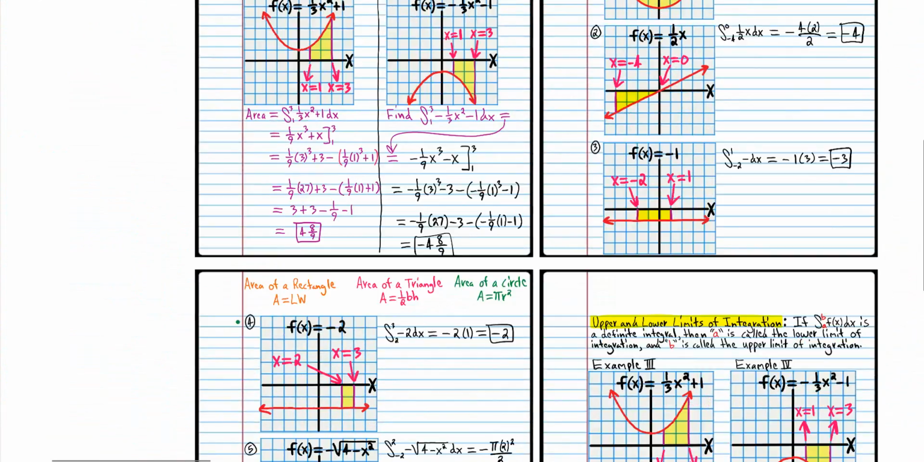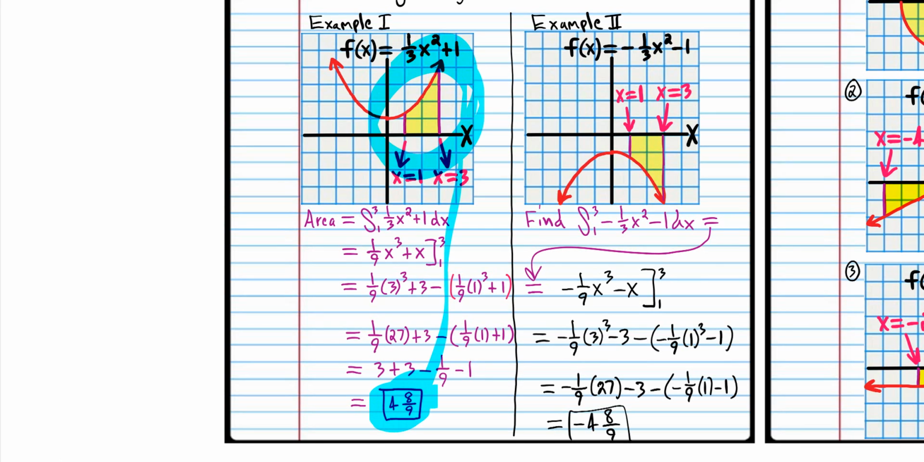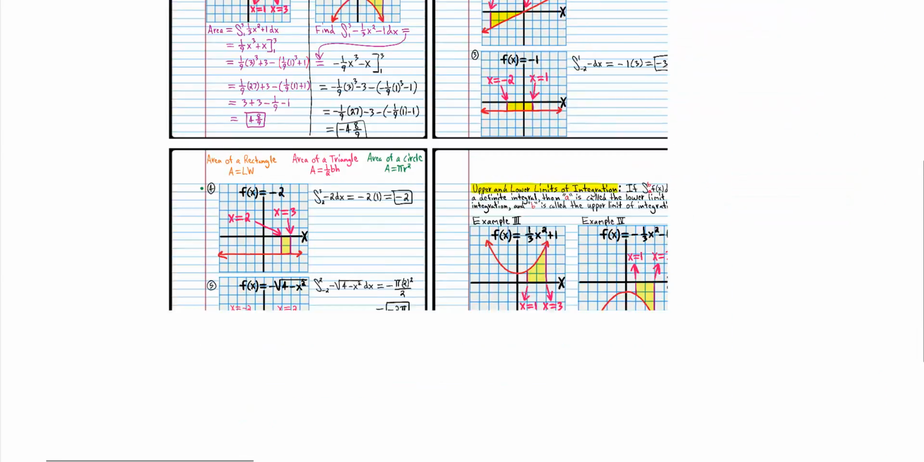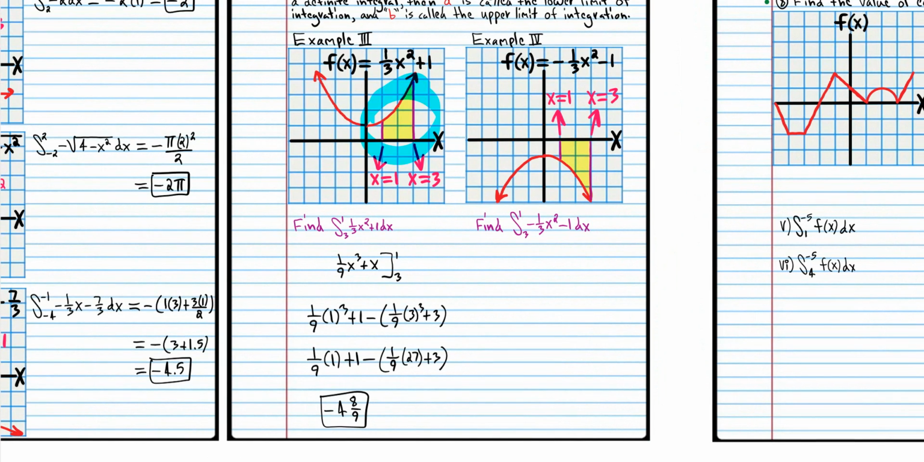So just to be clear, up here, we found that area and it was positive 4 and 8/9, right? Because we are integrating from 1 to 3. But now we get -4 and 8/9, finding the same area because we integrated from 3 to 1. Not 1 to 3, but 3 to 1. So if you're wondering what happens if you reverse those limits of integration, those left and right bounds, that's what happens. It just changes the sign.